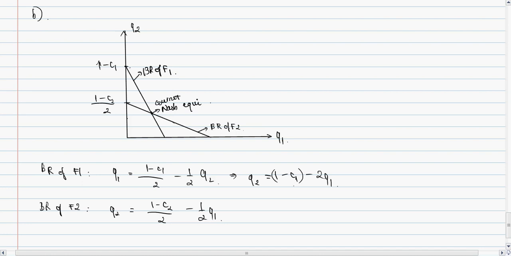Okay, so if C1 is smaller, you will have a reduction in C1. 1 minus C1 will be bigger. Okay, so the whole expression will be bigger, and therefore the vertical intercept will be bigger, while the slope is still the same, so negative 2 is still the slope. The new best response function will be shifted to the right of the original best response function of firm 1, and it will have to be parallel to the old one. Okay, so only the vertical intercept is higher, but the slope is the same, so the curve will have to be parallel and shifted outward.